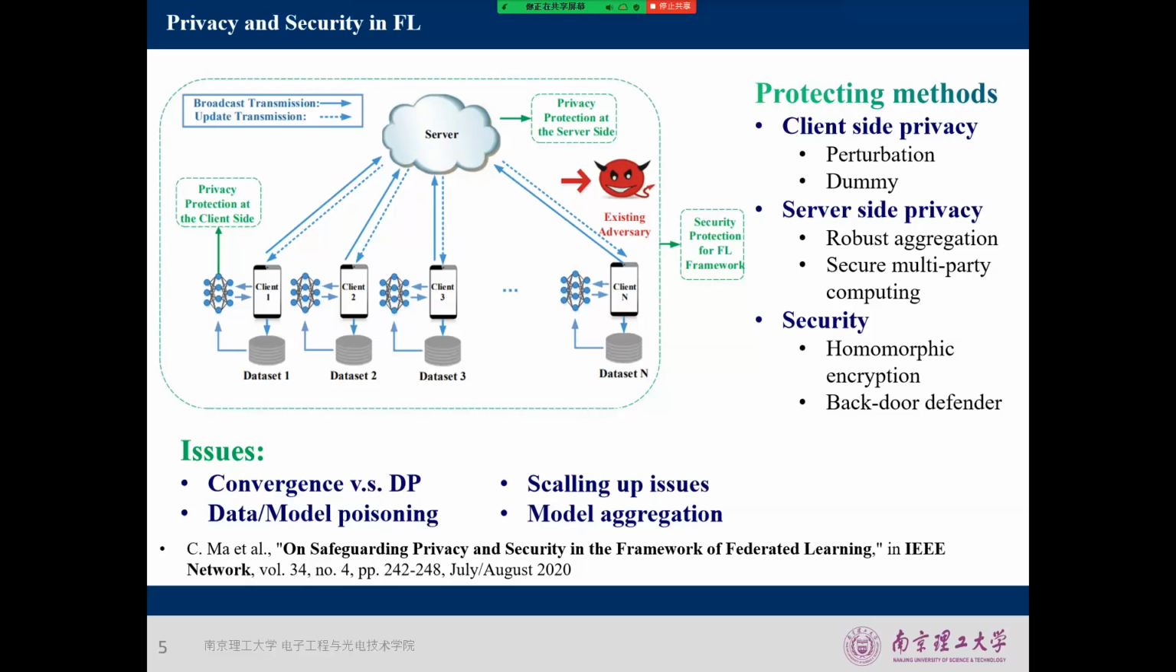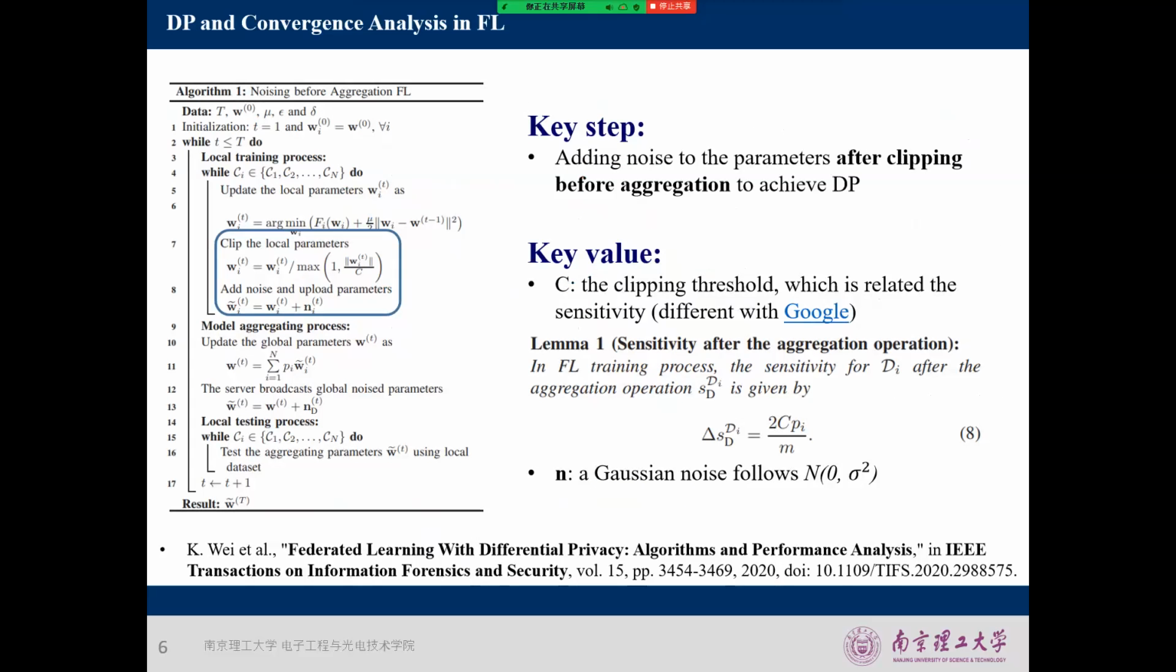So we first did some research work on federated learning convergence analysis with differential privacy, and this work was published in TIFS last year. I didn't list the whole details of these papers, but I list the key algorithm in this paper. In step 7, before we broadcast or upload the local parameters or models to the central server, we have a clipping step to clip the local models, and then we add random noise on the clipped parameters. So this step is to achieve differential privacy.